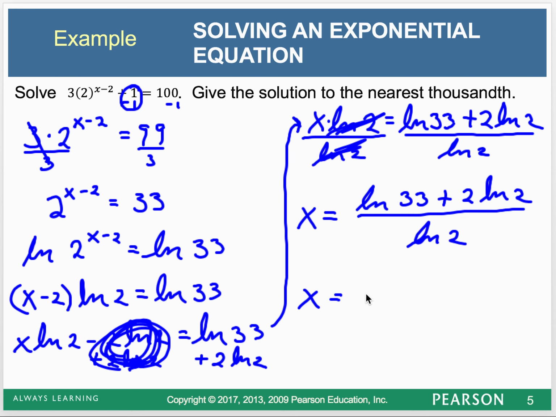So natural log of 33 plus 2 natural log of 2 divided by natural log of 2. And I get 5.104.